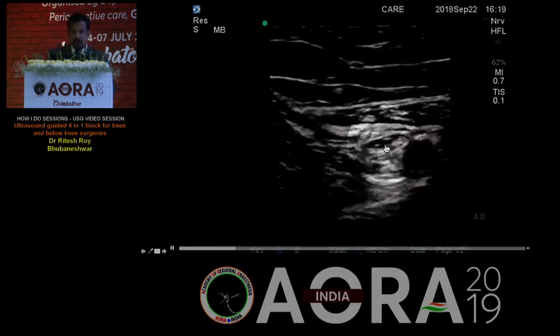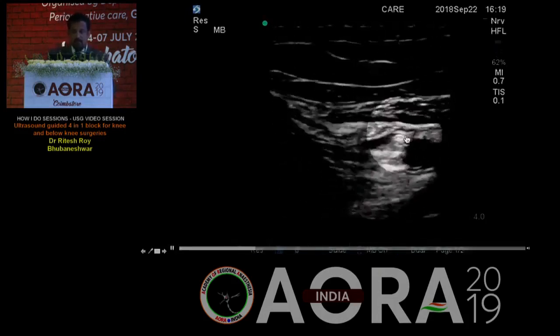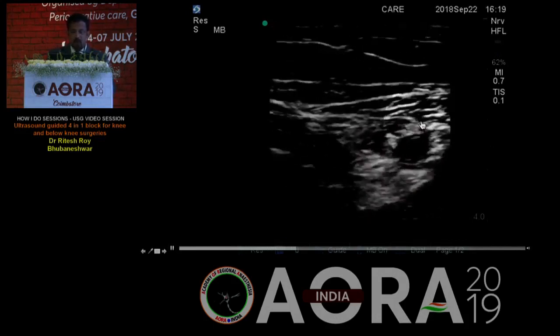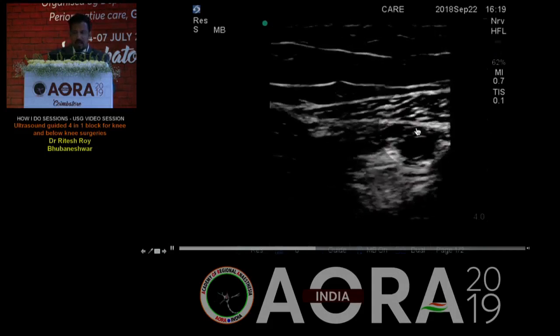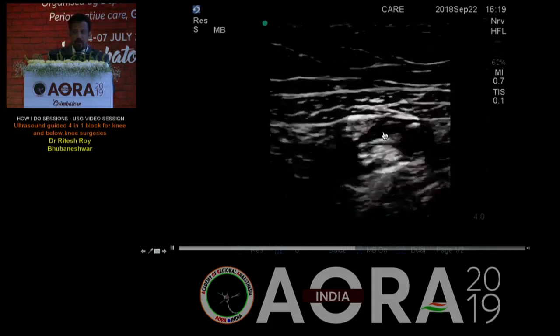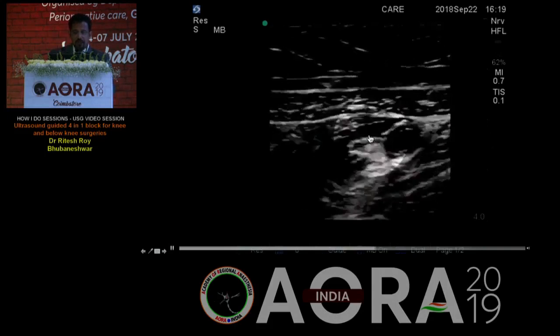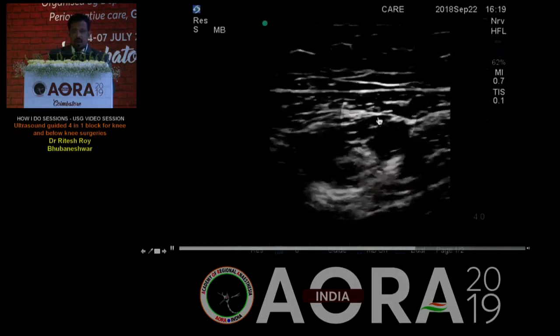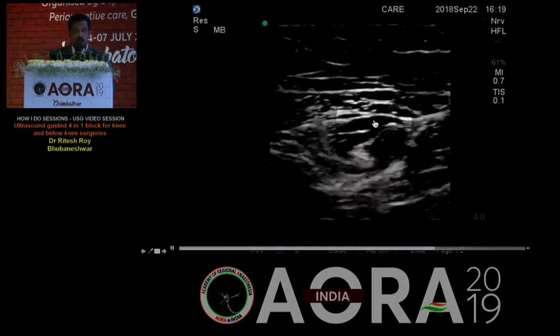From the point of injection, I am sliding my probe up. I am going up. I am almost in the mid of the adductor canal. You can see a good amount of drug surrounding the superficial femoral artery. I am going up. Still you can find a good amount of drug. And I have almost reached up to the start of the adductor canal. You have got a good amount of drug spread.